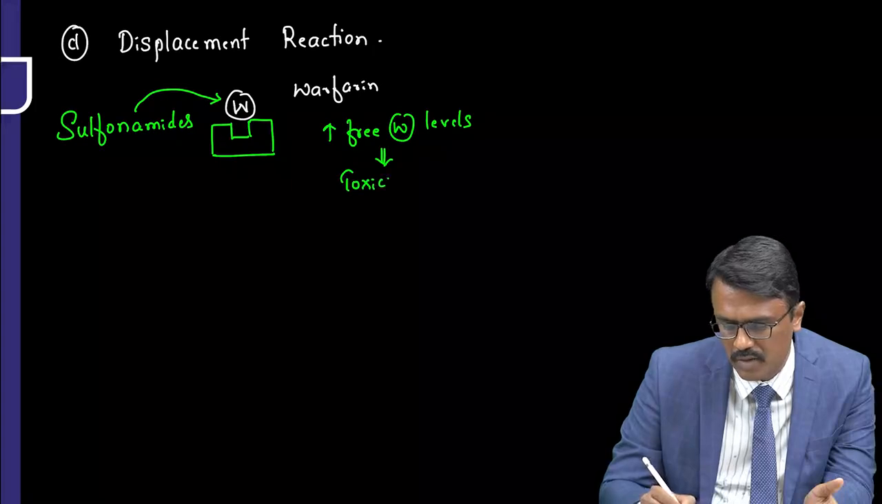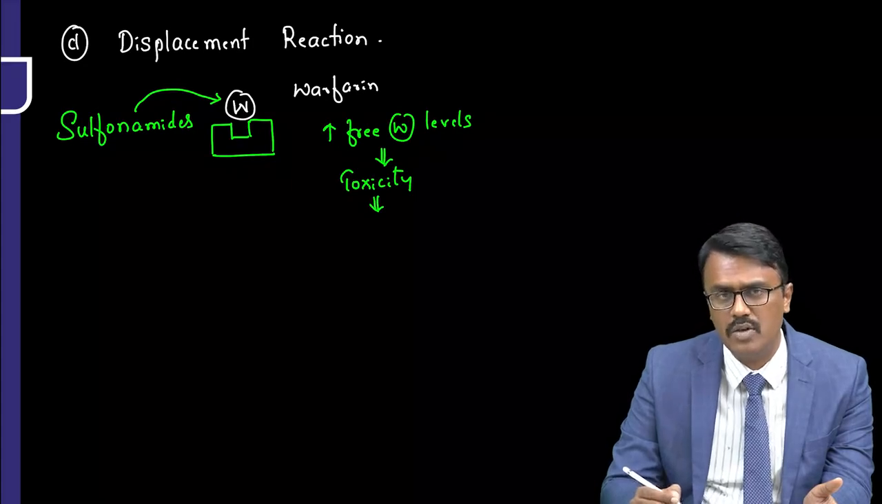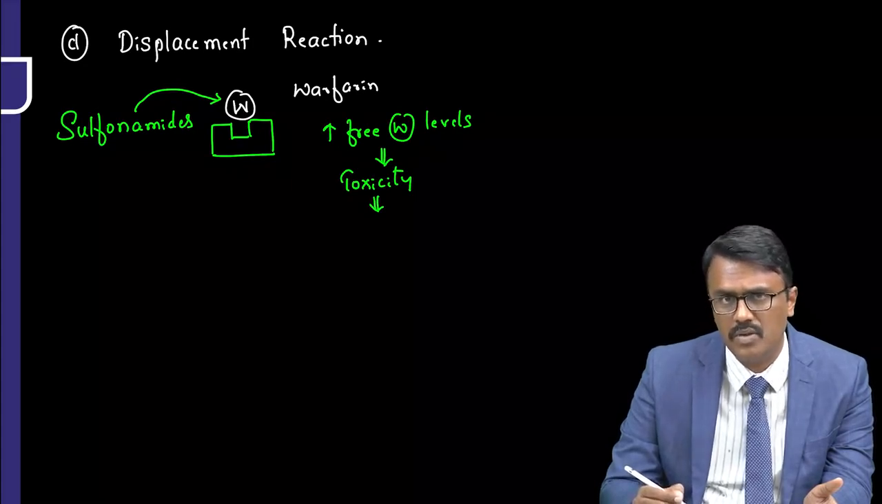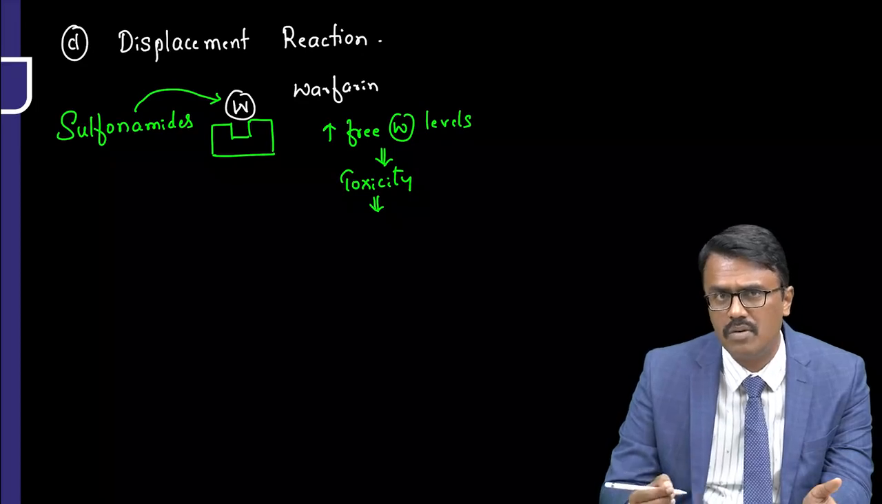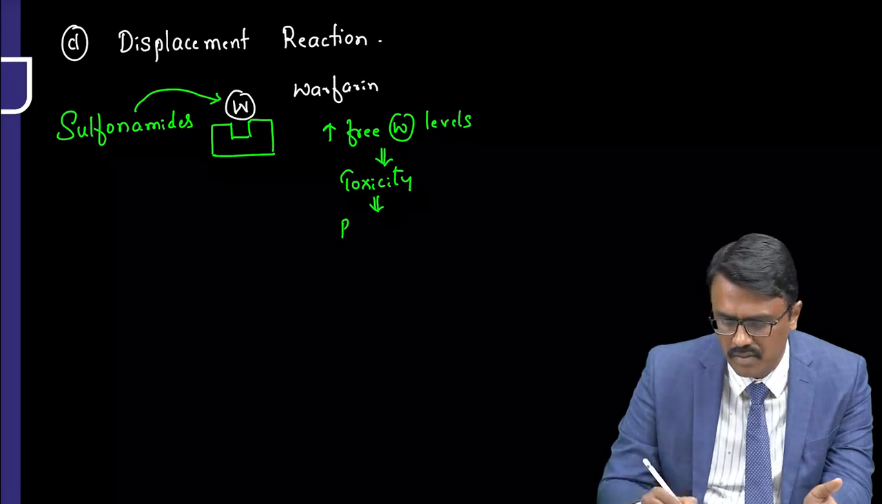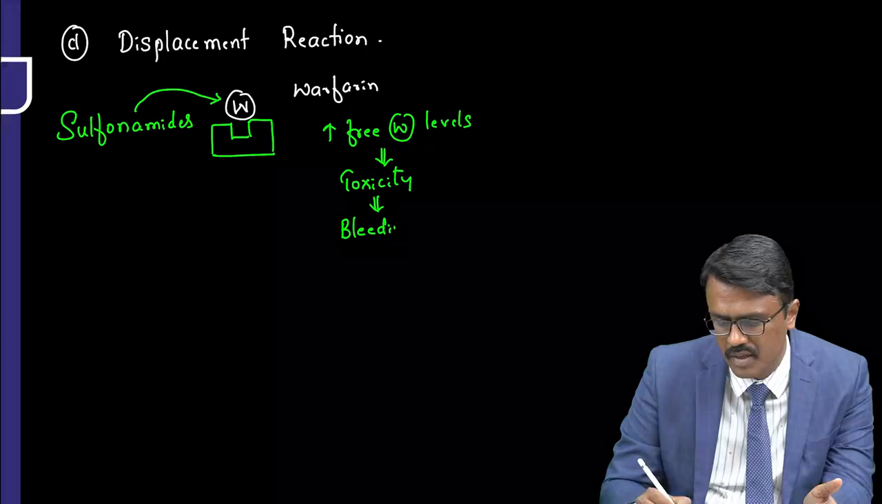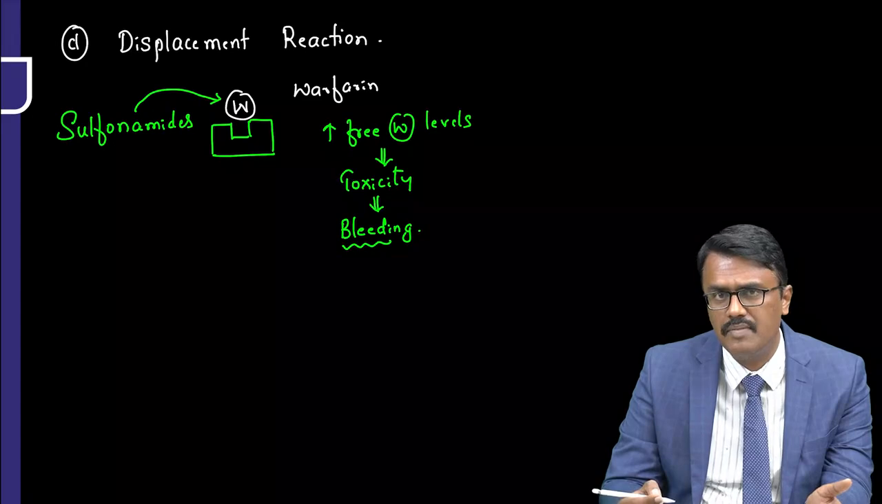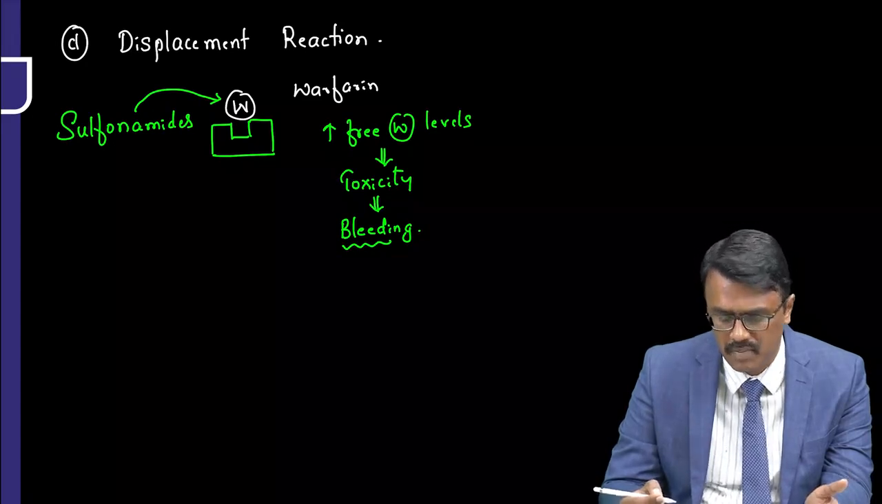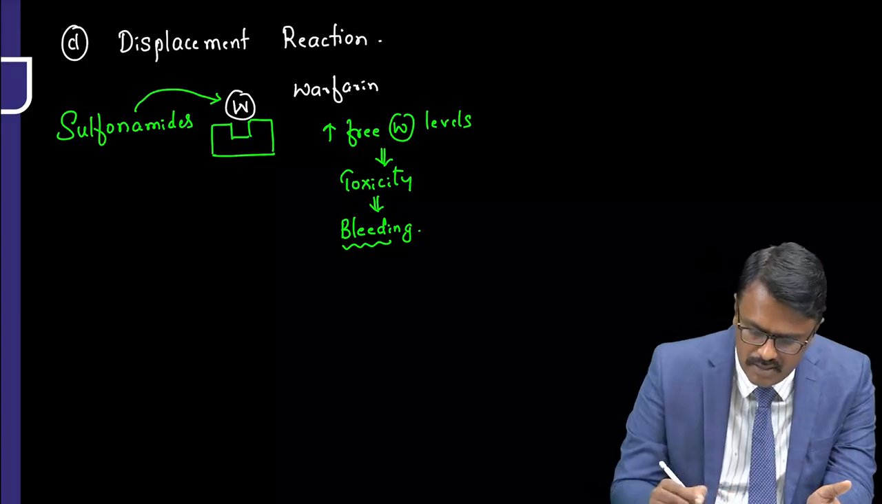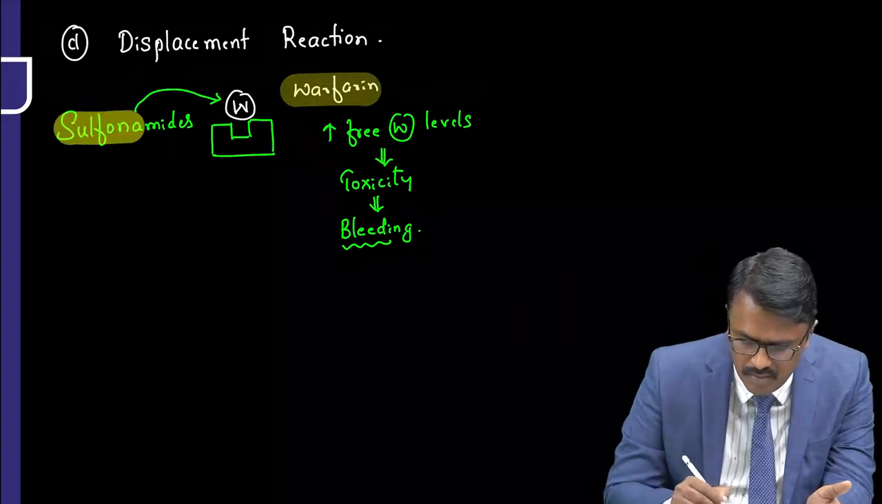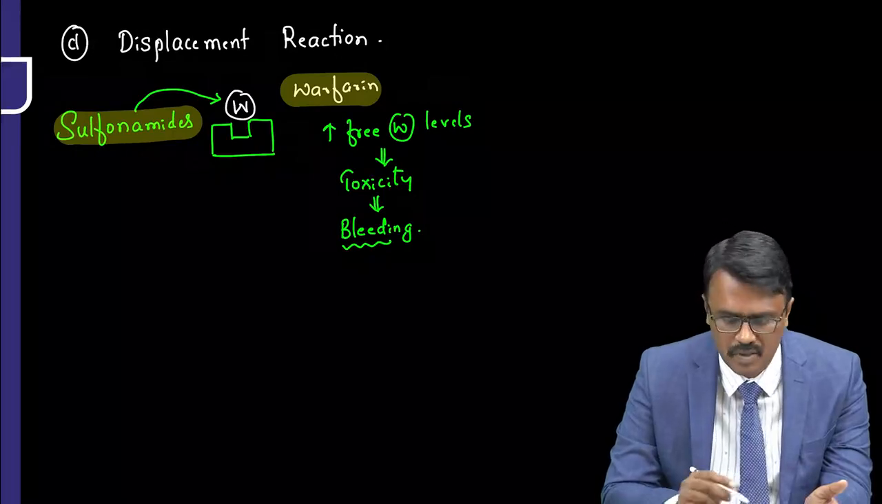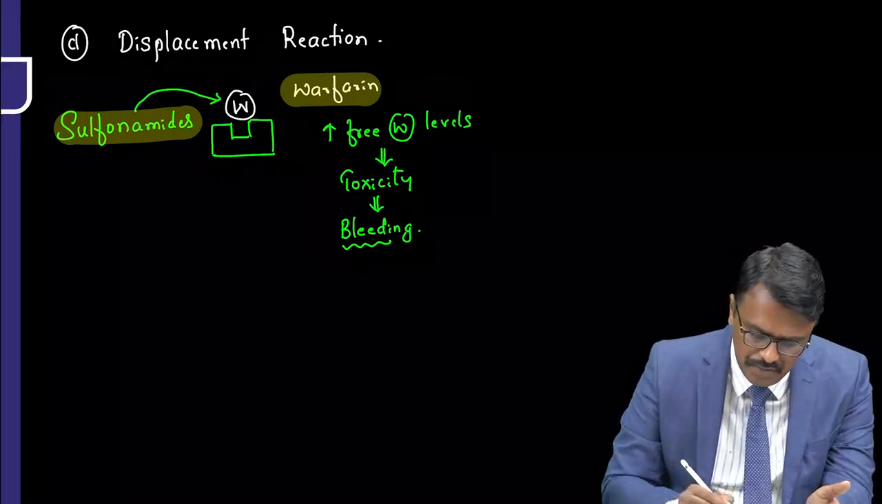And the toxicity of warfarin, which is an anticoagulant, warfarin is an anticoagulant to stop the clot. So what happens if that is more? If the warfarin level is more, the patient will develop bleeding because warfarin will stop the clot. So obviously when the levels are high, the clot is not going to form, bleeding will be the risk factor. The message here is don't combine warfarin and sulfonamides together. That's the message.